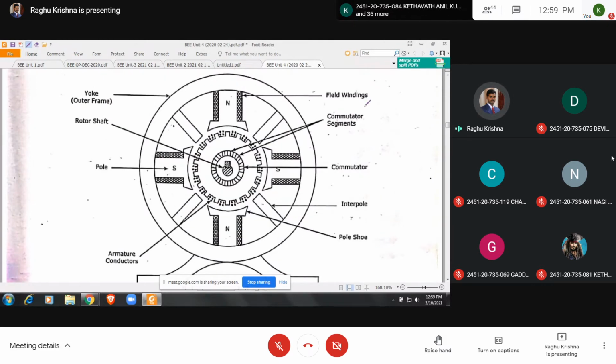So come in order, it will be better for you. Okay, so essential parts, just write the parts. So first write the yoke, next write the pole, next you can write the field winding, or you can write pole shoe, field winding. Next you have the rotor. So next interpole.